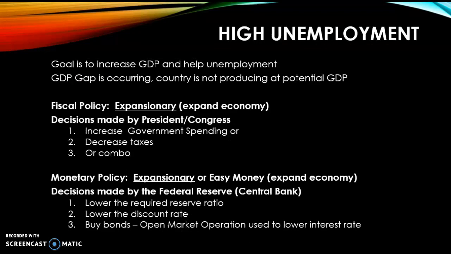Okay, and then our last situation is high unemployment. We're in a recession. The goal is to increase gross domestic product or real output, and therefore help lower unemployment. Remember, it's cyclical unemployment because of the recession. A GDP gap is occurring, meaning we're not producing at our potential GDP.